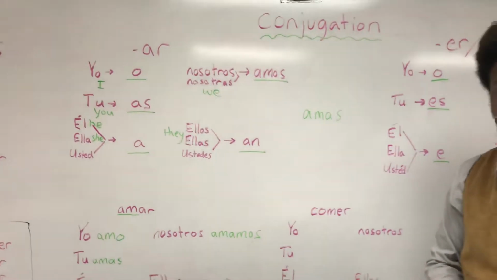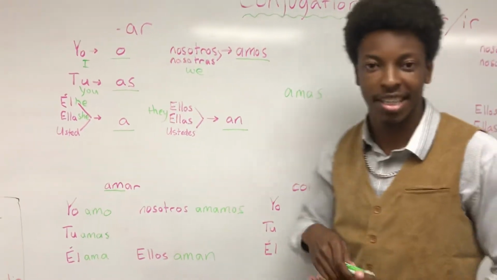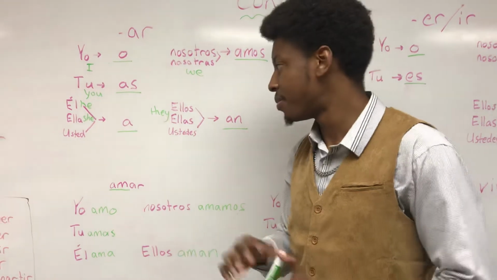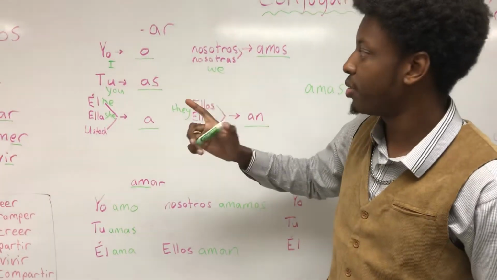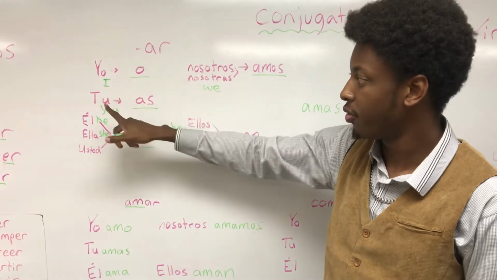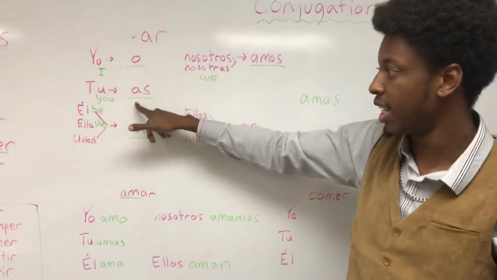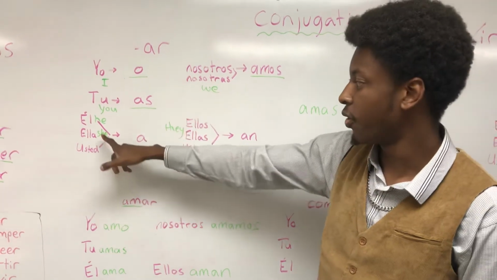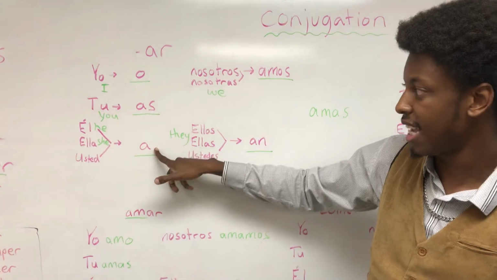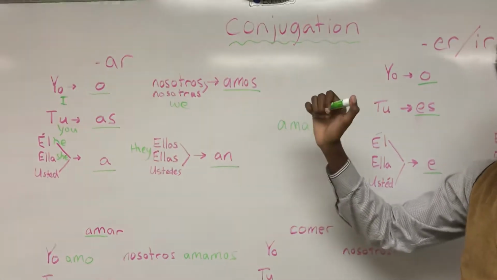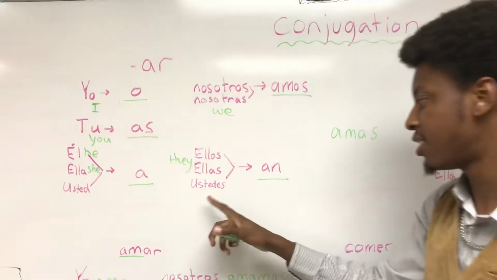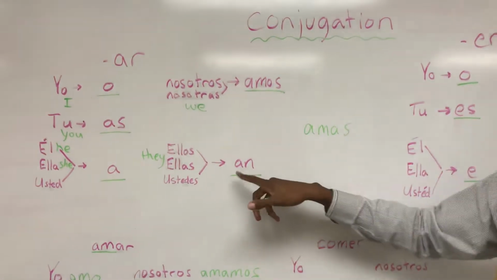Okay, so maybe I'll have another video later explaining the answers, but I don't really think that's necessary. I mean, I might. But really, all you need to do is change the AR ending to an O for yo. For tú, you just change the AR to AS. Alright? For él, ella, or usted, any one of these, you change the AR to an A. For nosotros, all you needed to do was change the AR to amos. And for ellos, ellas, ustedes, all you do is change the AR to AN.